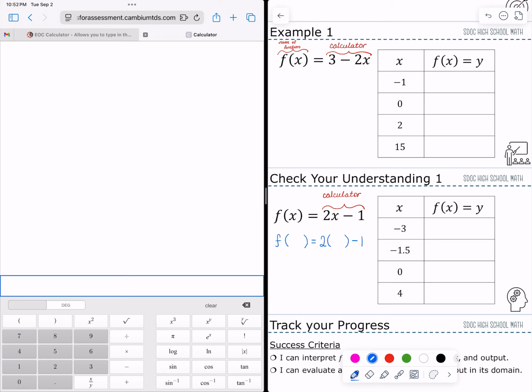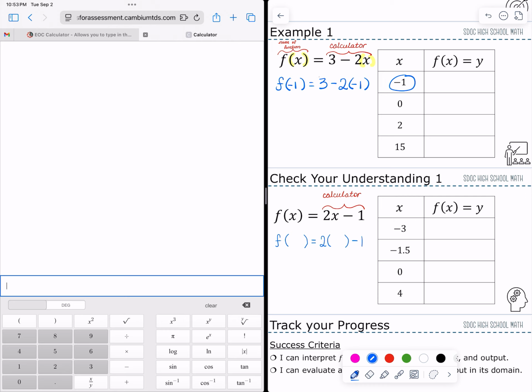Let's go ahead and look at this then. Anywhere that you see an x, we're going to replace that with parentheses. So we are going to have f of x is equal to 3 minus 2 times x. This time, we're going to substitute in negative 1.